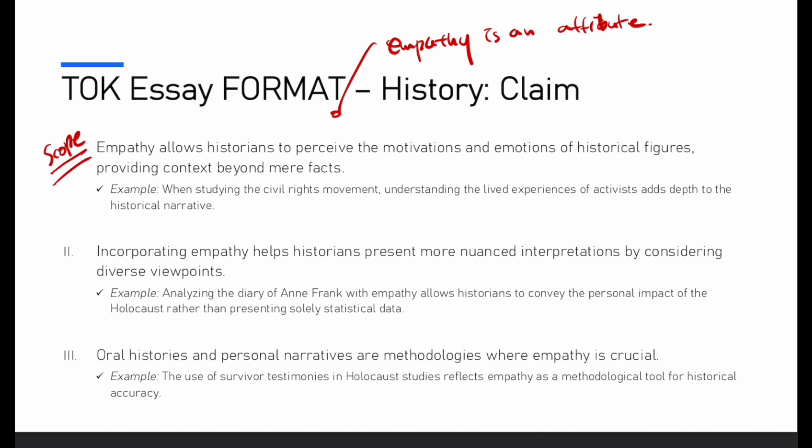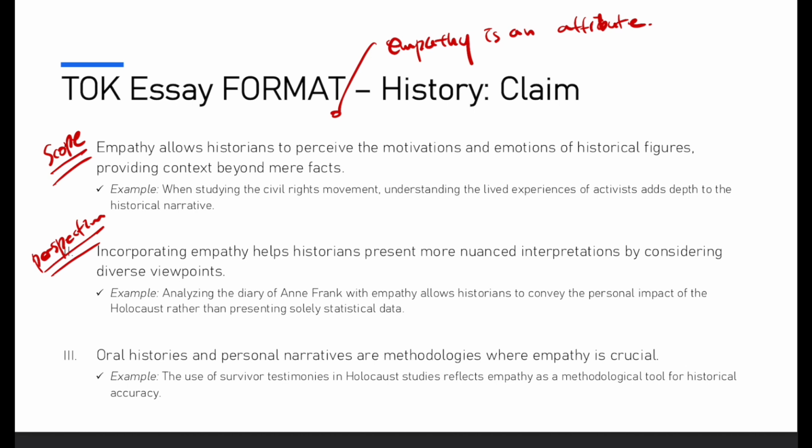Then, to support this part, we get this statement. So in that case, I want to identify the example such as, when studying the civil rights movement, understanding the lived experiences of the activists adds depth to the historical narrative, right? Then if I'm using the perspectives aspect of the knowledge framework, my statement is like incorporating empathy helps historians present more nuanced interpretations by considering diverse viewpoints. Just like I told you before, I'm trying to consider how empathy shapes interpretation of historical narratives versus human sciences research, and discuss whether empathy introduces subjectivity or enriches the understanding in each field.